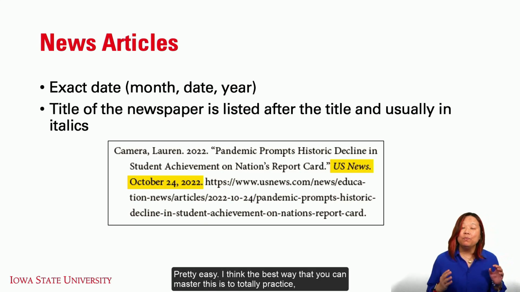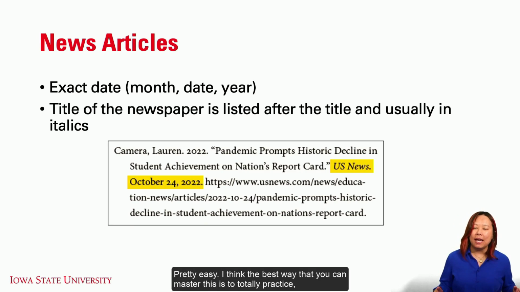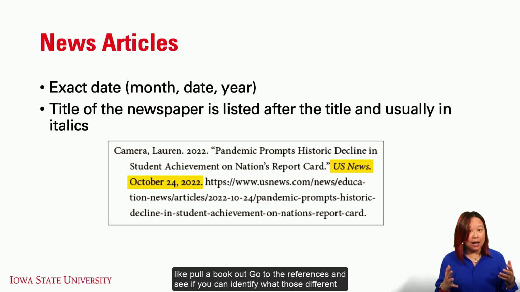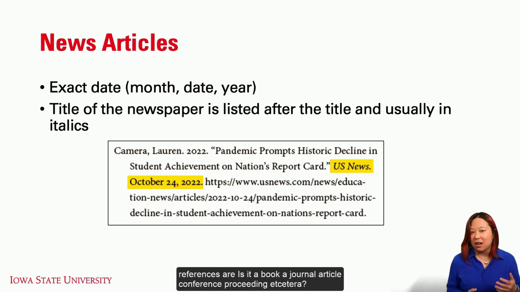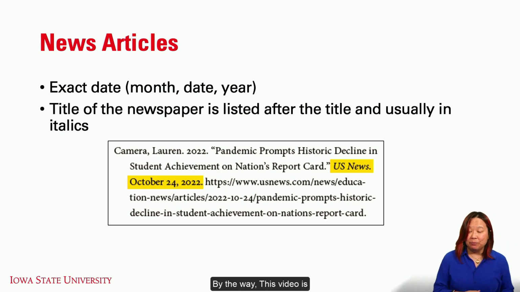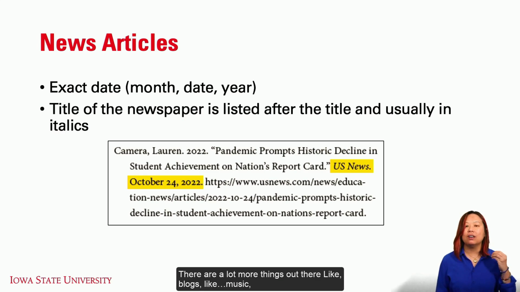Pretty easy. I think the best way that you can master this is to totally practice. Like pull a book out, go to the references, and see if you can identify what those different references are. Is it a book, a journal article, a conference proceeding, etc.? By the way, this video is not at all inclusive of everything. There are a lot more things out there, like blogs, like music, movies. All of these things have to be cited.